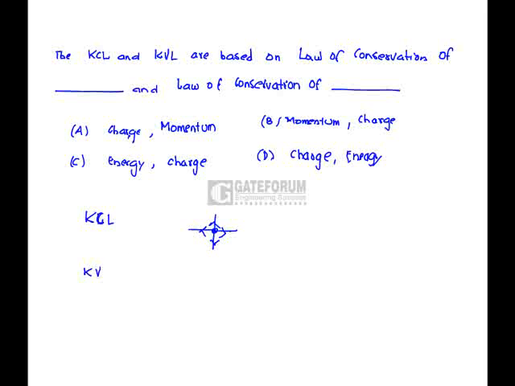Now coming to KVL, suppose this is a loop, so the algebraic sum of all the voltages in the loop is equal to 0. That means voltage is nothing but the current flowing through any passive element, an accumulation of charge over time. It is a kind of energy. Hence KVL depends upon the law of conservation of energy. Hence option D is correct.